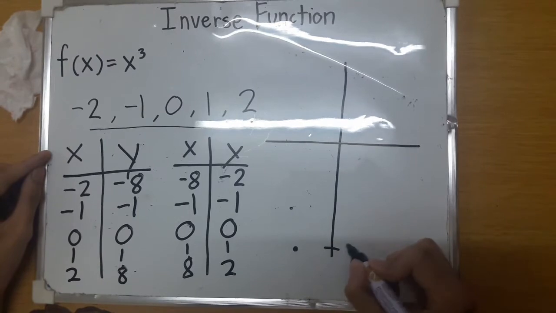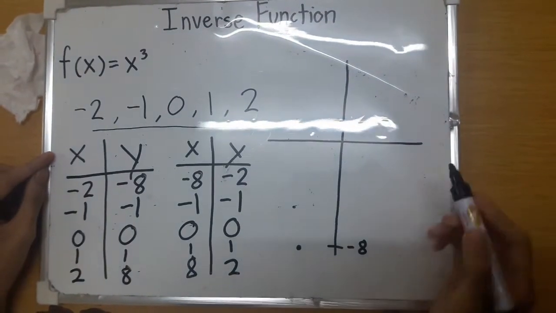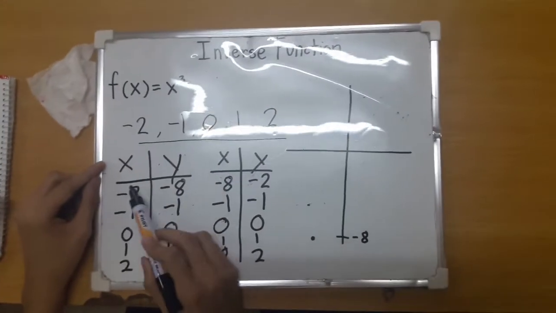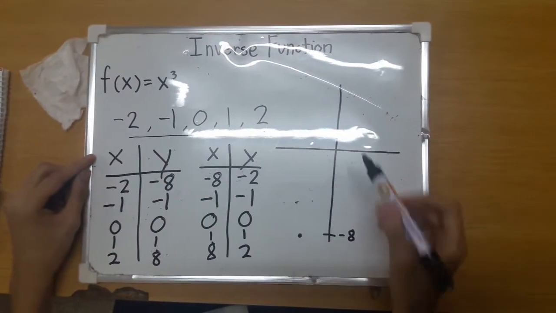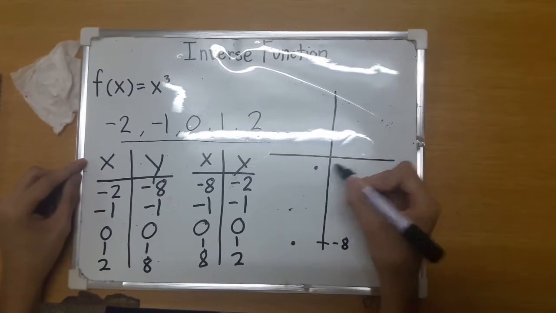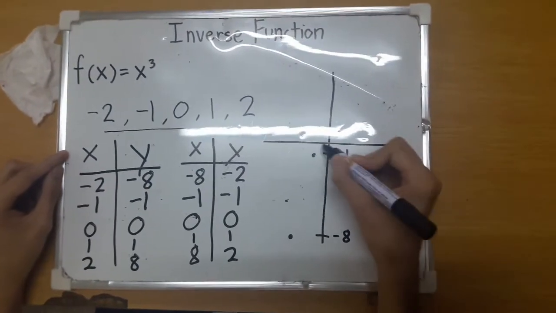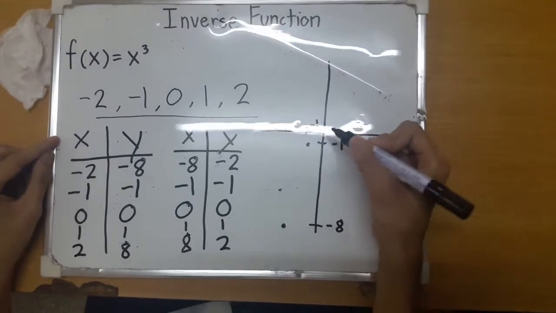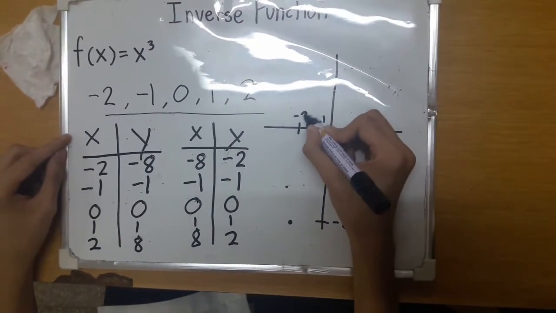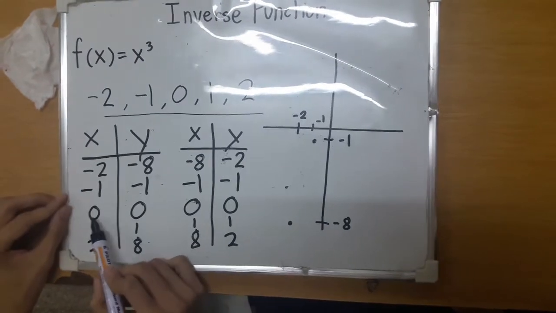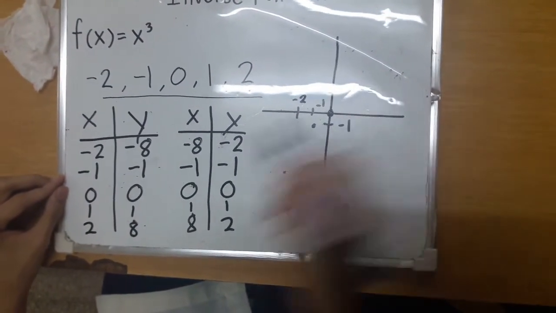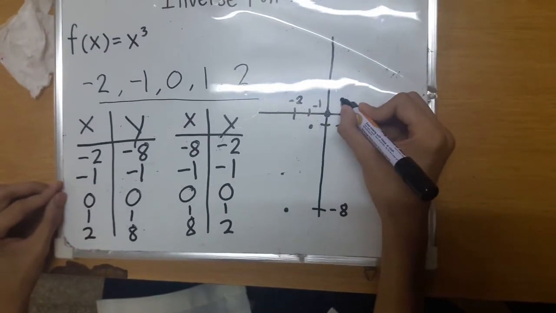Okay, we're going to put this. Okay, then -1 of x, then -1 of y. So -1, then -1 over here. Oops, sorry, I forgot to plot this too. Okay, then put the 0 as usual, 0 and 0. Then 1 to 1.